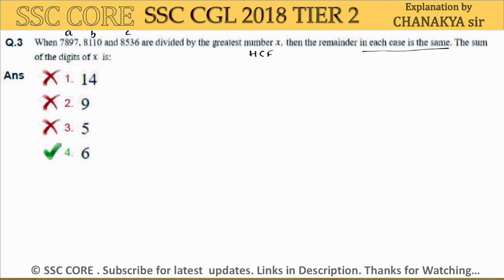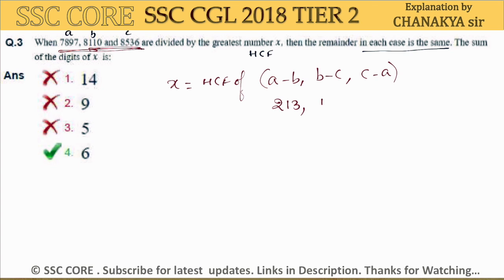Whenever you are dividing with HCF, you are getting the same remainders. So x is nothing but the HCF of a minus b, b minus c, c minus a. Here a minus b, 78978110, the difference is 213. b minus c, 81108536, the difference is 426. c minus a, 85367897, the difference is 639. X is their HCF, but no need to find the HCF because the requirement is not x.